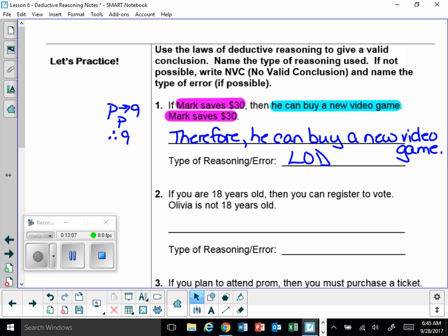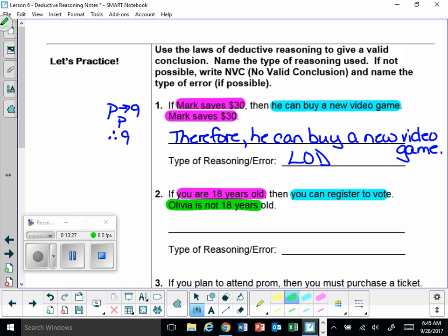All right, let's look at number 2. If you are 18 years old, then you can register to vote. Olivia is not 18 years old. And that not, I'm going to pick up a different color.